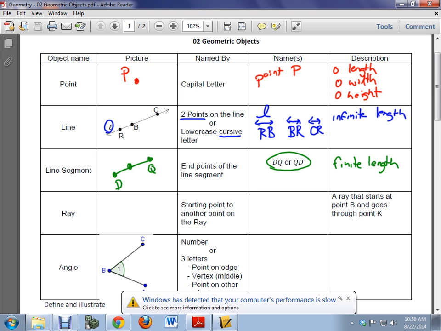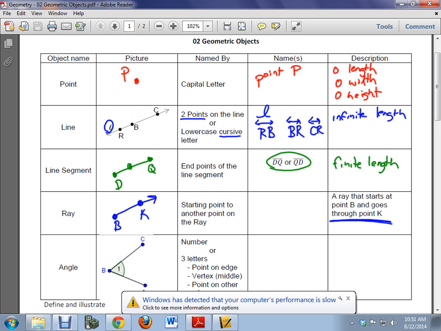Now, a ray, just like a line, is infinite. It goes on forever, but the thing is, a ray has a starting point. Now, this description over here talks about a specific type of ray. It says a ray that starts at point B and goes through the point K. So if I'm going to draw a ray, I have to have a point on the ray, and it starts at B and goes through K.